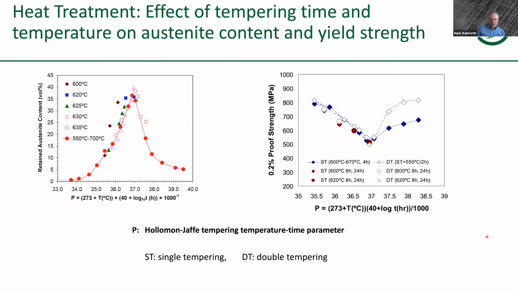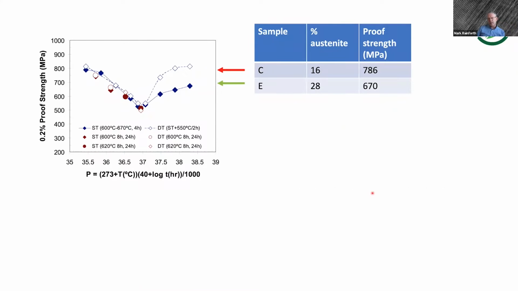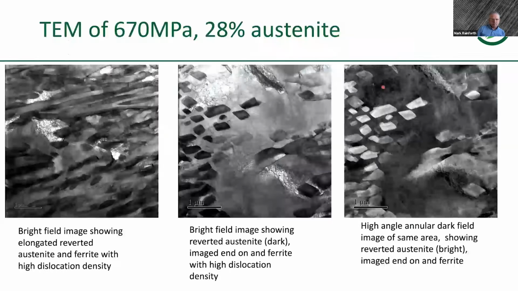The question is, why is this so sharp? Why do we get such critical behavior in this way? So just looking at two steels, selected here to give a range, one has 16% austenite, the other 28% austenite, giving proof strengths of 786 and 670, which is quite significant. Looking at the microstructures, this is the lower strength, higher austenite steel in the TEM.